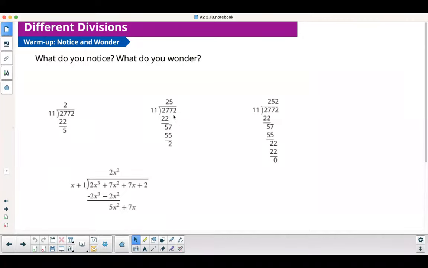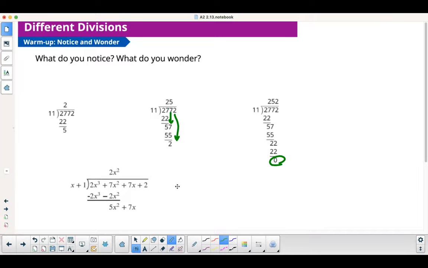And this is the second step. I bring down the next number, this 7 right here. I repeat: 11 goes into 57 5 times completely, because 11 times 5 is 55. So I multiply that, and I subtract, and then I bring that number down to get here. So all this is repeat. 11 goes into 22 two times. You multiply, and then this is your remainder.